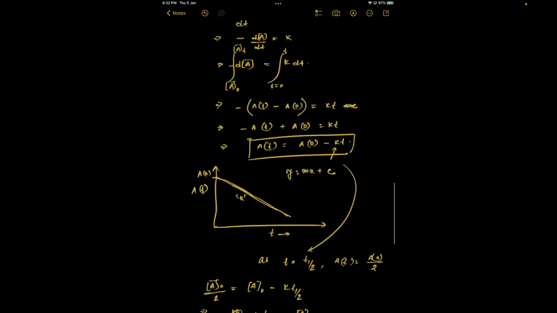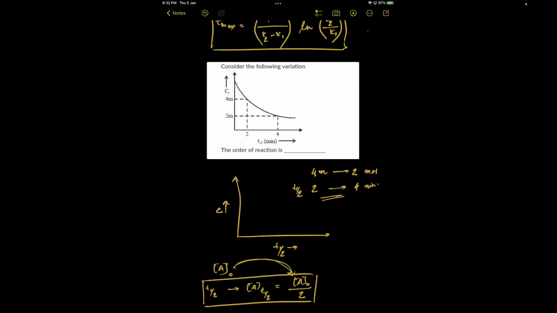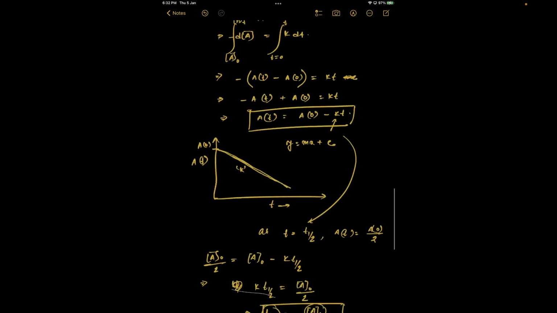But here in this plot we can see that the concentration is decreasing from 4 to 2, but the t half gets doubled from 2 to 4 minutes. So actually it is an inverse relation, right?